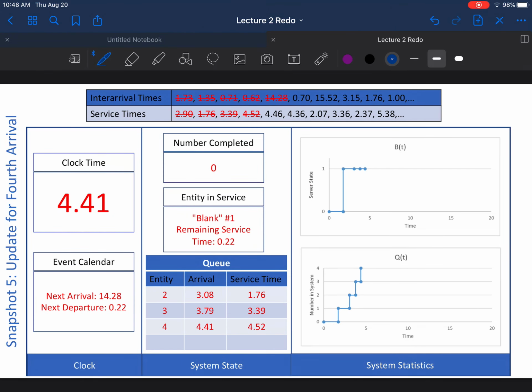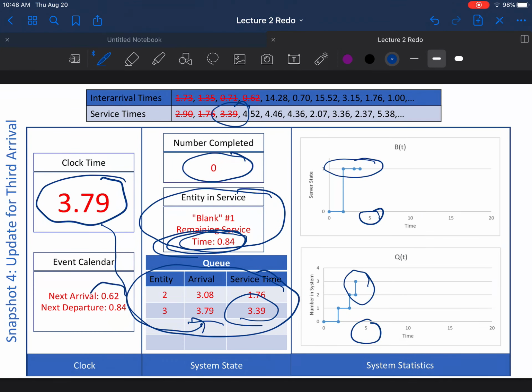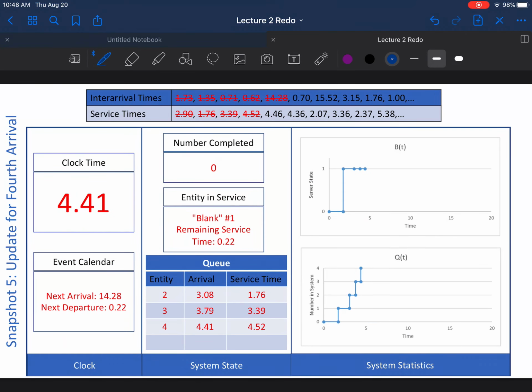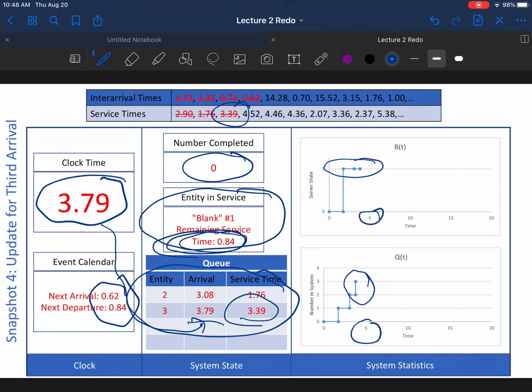Okay, here's snapshot 5. Again, the next thing that occurs here is an arrival. It's this 0.62. So we advance the clock by 0.62 to 4.41. We update, I guess I didn't say over here that the update should have occurred for that 0.62. My apologies.